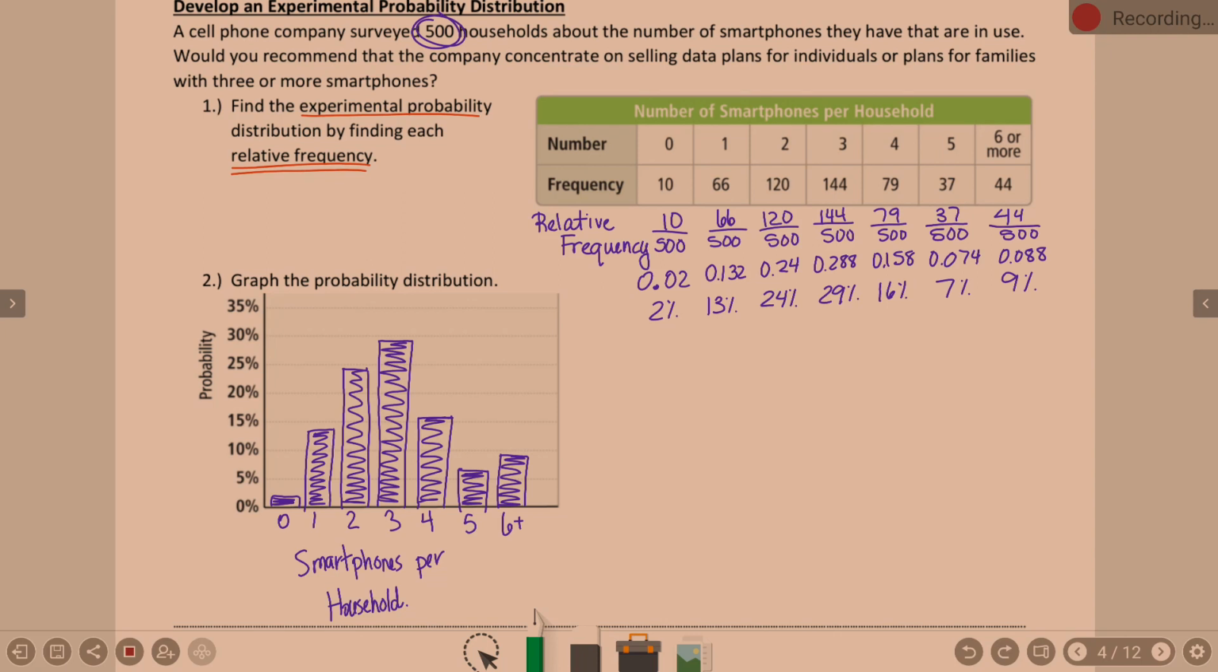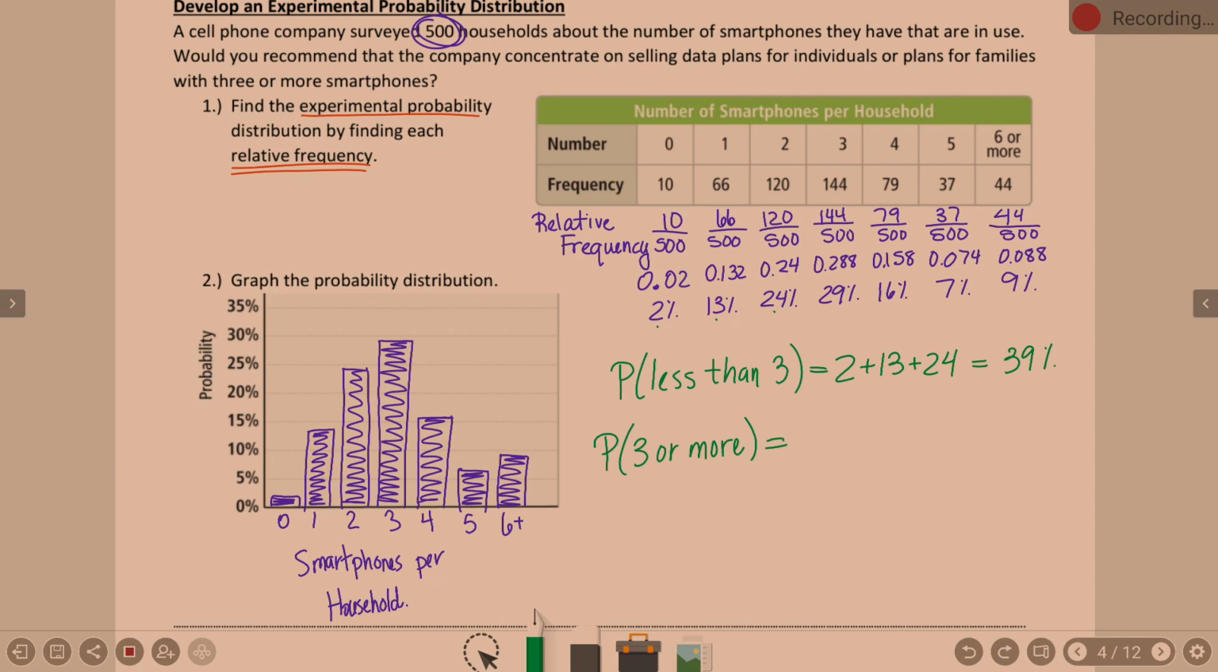Less than 3. So if we look at probabilities of families with less than 3 versus probabilities of families with 3 or more. What do we know about families with less than 3? That means they have either 0, 1, or 2 smartphones. And what are those percents? 2%, 13%, and 24%, which total to be 39%. Well, that kind of tells me right there where I'm going to land.